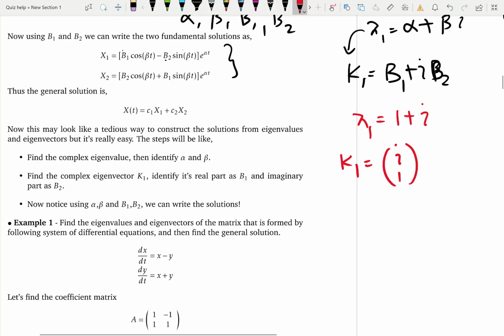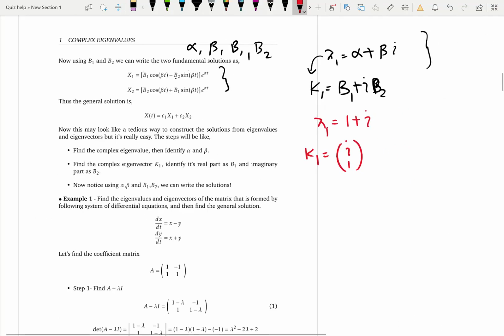You know how to do that now, right? Now what you need to do is figure out alpha and beta and b1 and b2. So what is alpha and beta?